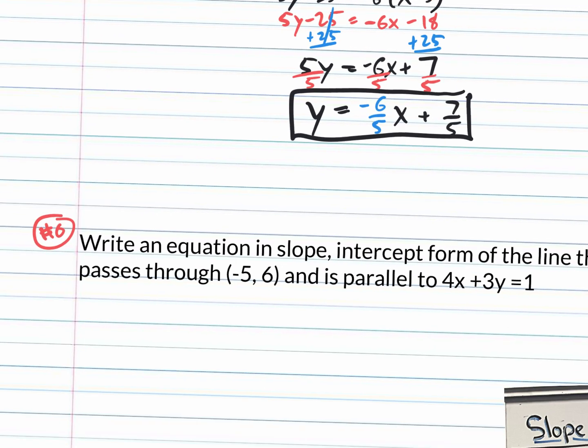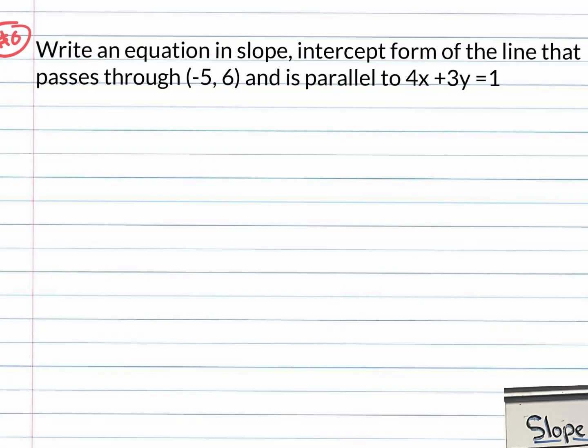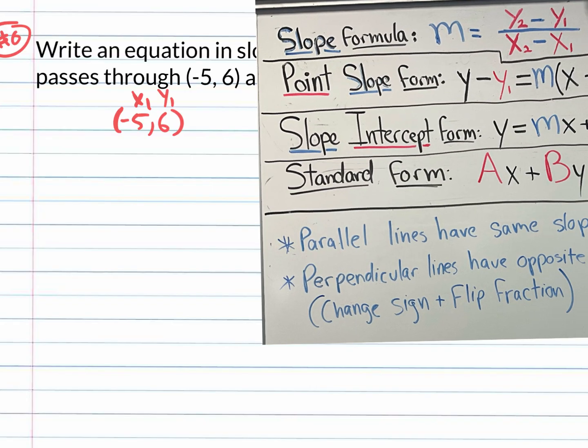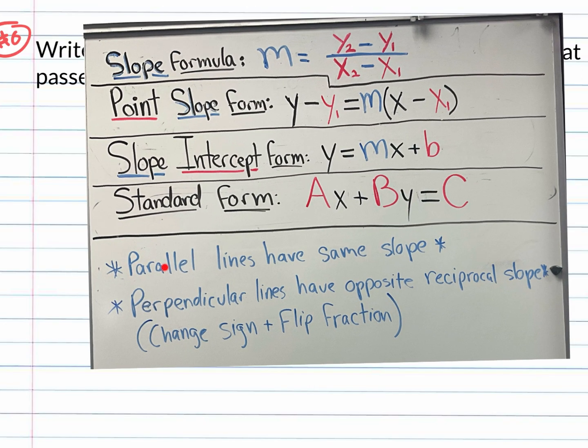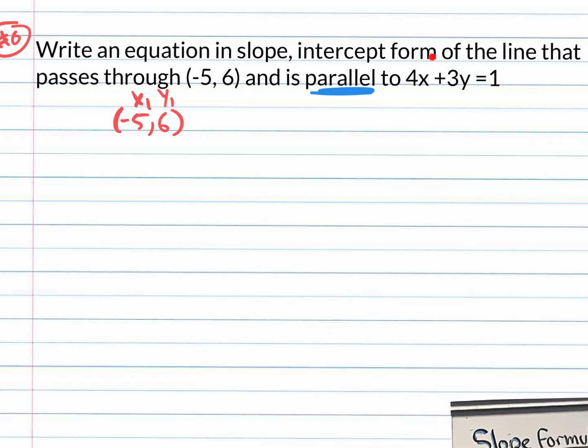Let's try another. This is question number 6 on your homework, another challenging one. They give you a point. The point is negative 5 comma 6. That's technically your x1, y1. And they also indirectly give you a slope because of the word parallel. What does parallel mean again? Parallel means same slope. So once you find the slope of this equation, your slope is going to be exactly the same.